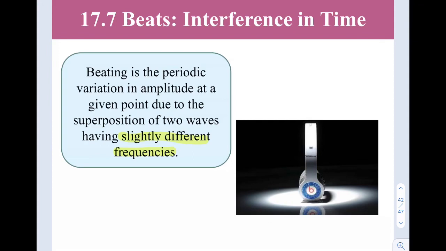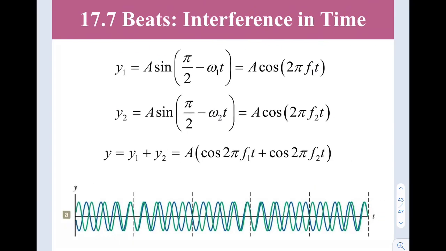As a consequence of it, we refer to this phenomenon as interference in time. We can also call it temporal interference. So how we are going to combine the two waves can be shown by the following equation.